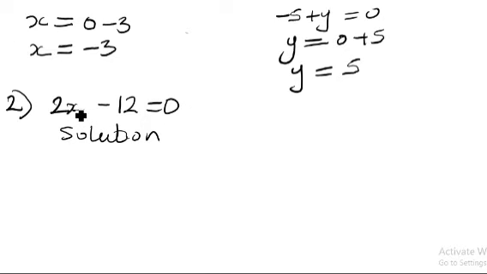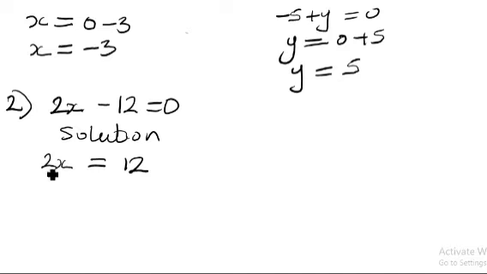Here the variable has a coefficient which is 2, while in the other ones the coefficient is 1. So let's do the same thing first. Transfer the constant to the right hand side. So I'll have 2x equal to 12. Since here is minus, crossing the equality sign, change it to plus. So here I'll have 2x equal to 12.